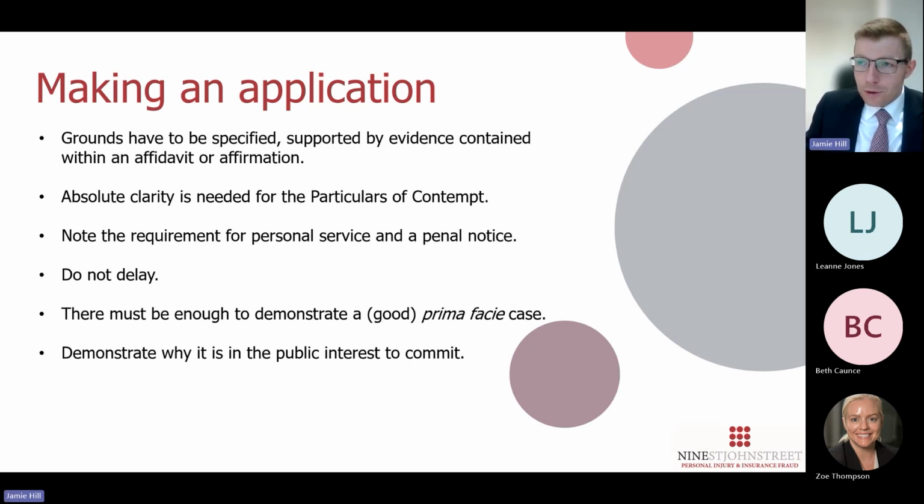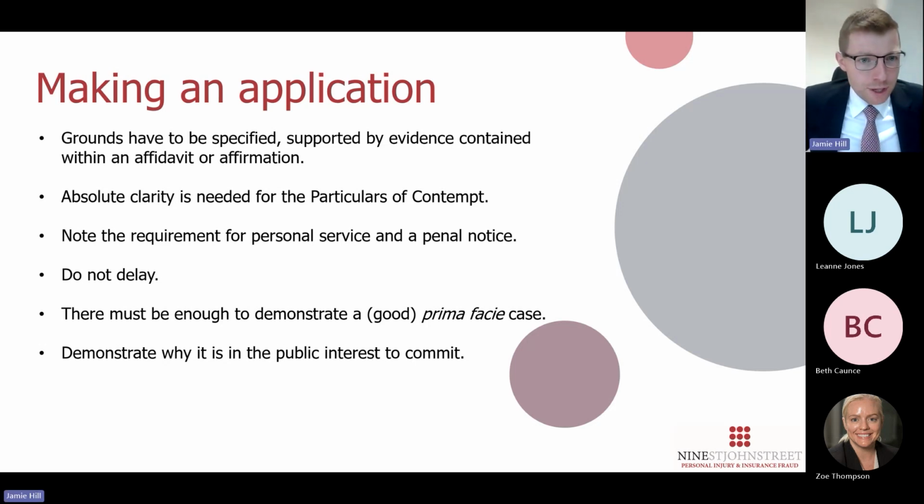It's important to note that an application often has requirements for personal service of the application and for orders to have penal notices on them. Again, this is all set out in Part 81, but these are what can appear small points, but can come back to bite somebody quite severely if they haven't complied with all of the requirements. So, as I said before, Part 81, it's important that that is followed in full.